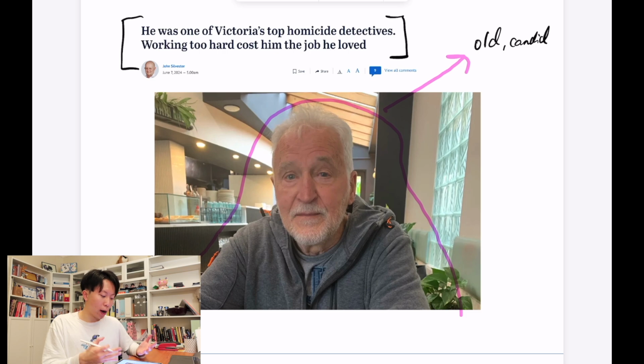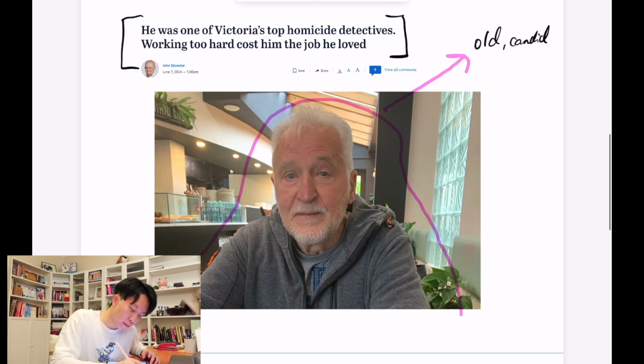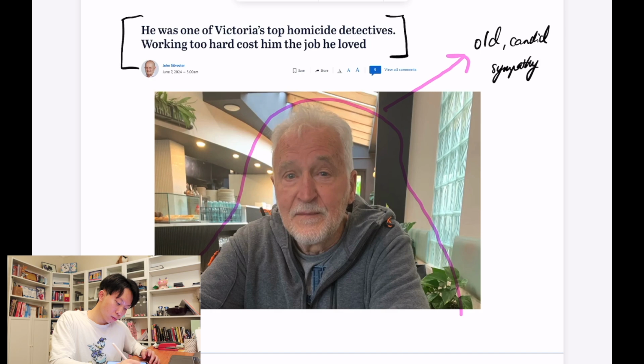So why might that be? Why does he look very normal in this photo? Why is there no attempt to make him seem energetic? Well, I would say that might play into a bit of sympathy, and makes him more relatable as well. So this is an older, normal person.